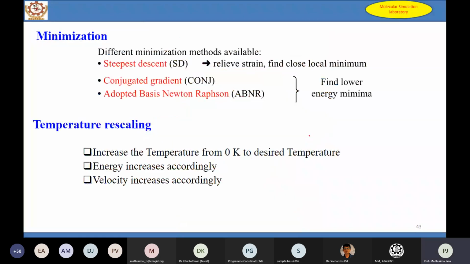Now, when we are doing the simulation, as I told, one of the parts is the minimization. That means release of the energy constraint. There are several minimization methods available: steepest descent method, conjugate gradient method, adapted basis Newton-Raphson method. These are all basically numerical. If you go to the numerical recipes, they are just finding the lower energy minima.